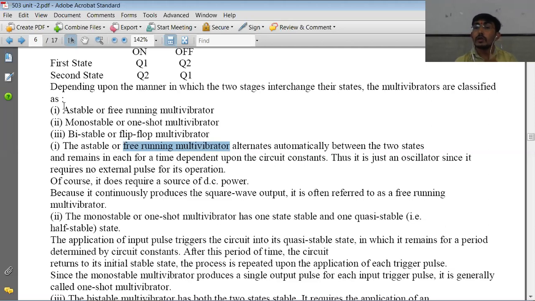A monostable requires one external triggering pulse, and it generates a single output pulse for the input triggering pulse. That's why it is called a one-shot multivibrator. A bistable requires one triggering pulse to generate the half cycle, and the next triggering pulse will give the next half cycle. That's why it is called a flip-flop multivibrator. So in the next lecture, we will discuss in detail the astable, monostable, and bistable multivibrators.